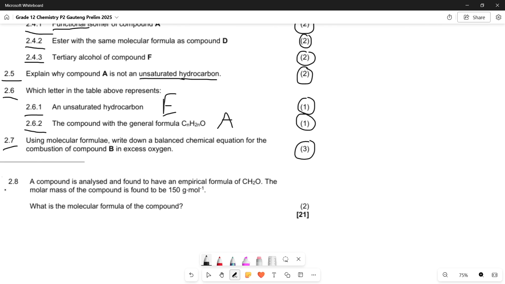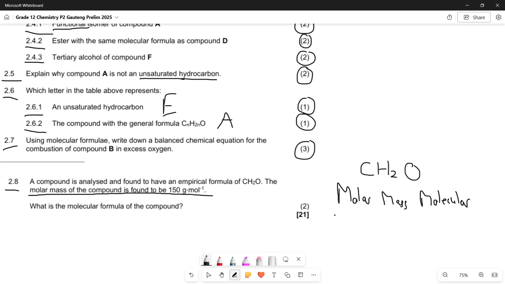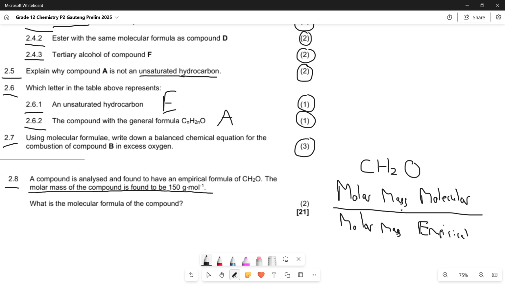And then last question over here, 2.8 says, a compound is analyzed and found to have an empirical formula, so the simplest representation, of CH2O. The molar mass of the compound is found to be 150 grams per mole. That is the actual molar mass of the molecular formula. It's saying, what is the molecular formula of the compound? Usually this last question is either determine the empirical formula or doing some sort of molecular formula ratio, which is exactly what we're doing now, because what we're doing is a ratio of the molar mass of the molecular formula over the molar mass of the empirical formula. And we're always going to get a nice whole number here.